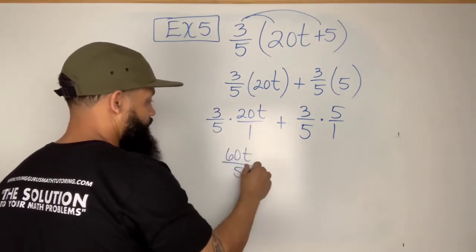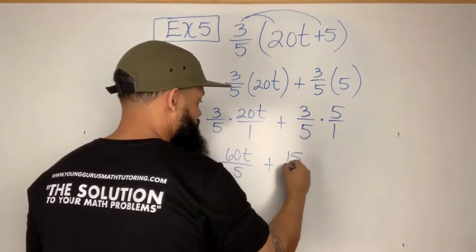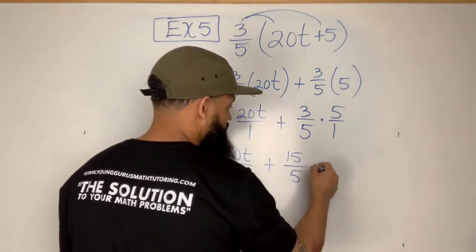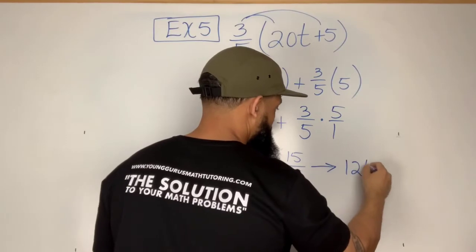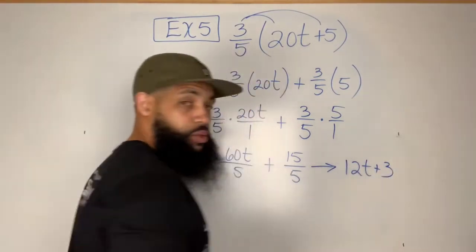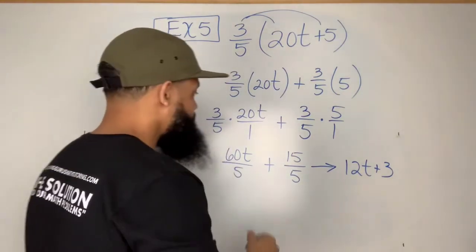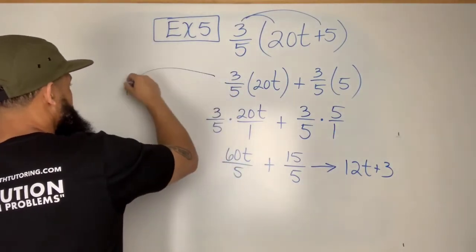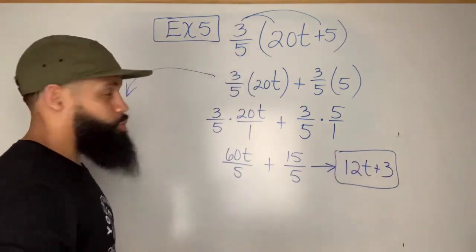5 times 1 is 5. Alright? Plus 3 times 5 is 15. 5 times 1 is 5. And then we can simplify that. So I'm going to write it over here. So 60 divided by 5 is 12t, and then 15 divided by 5 is 3. So that's important. But now we can also do this. Okay? So this is my solution, but I'm going to show you another way we can do it.